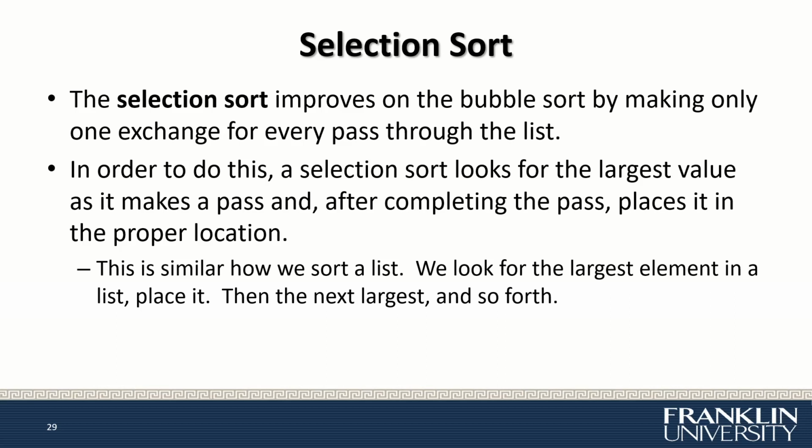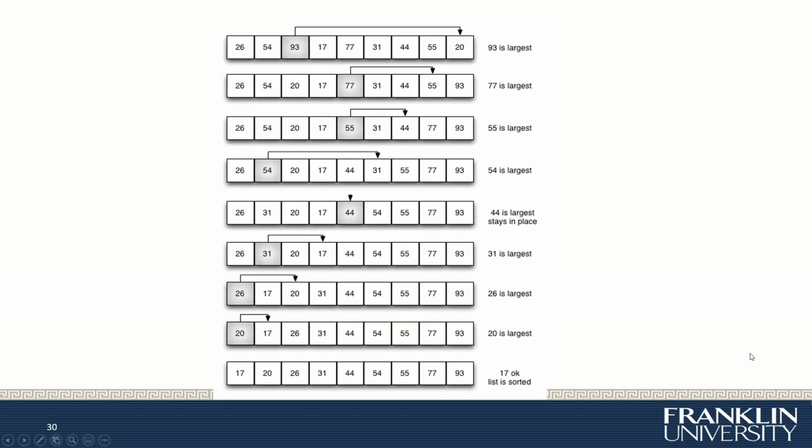In a way, selection sort is very similar to how we as humans sort a list. Typically, we look for the largest element in the list and place that largest element in the proper location, and then you look for the second largest and so forth. So how do we do this in selection sort?